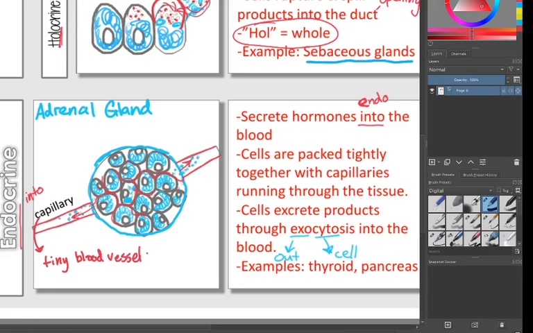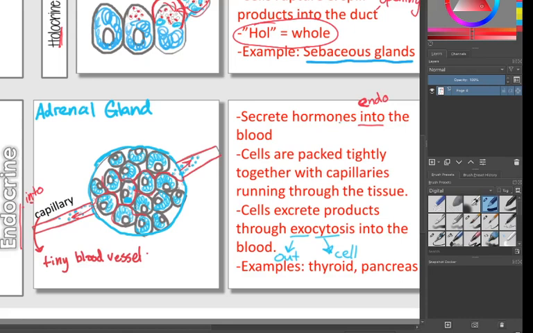But that's just what it is, okay? So this capillary comes in and it intersects, and sometimes it will even wind through, or it does wind through with the gland, and as it's winding through this gland, it makes this gland very efficient because it does that. So what it does is these endocrine glands, they're secreting hormones into the blood, and so endo means into.